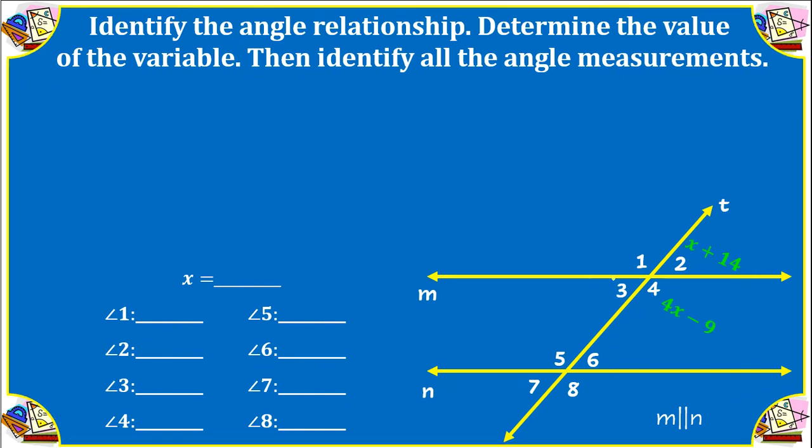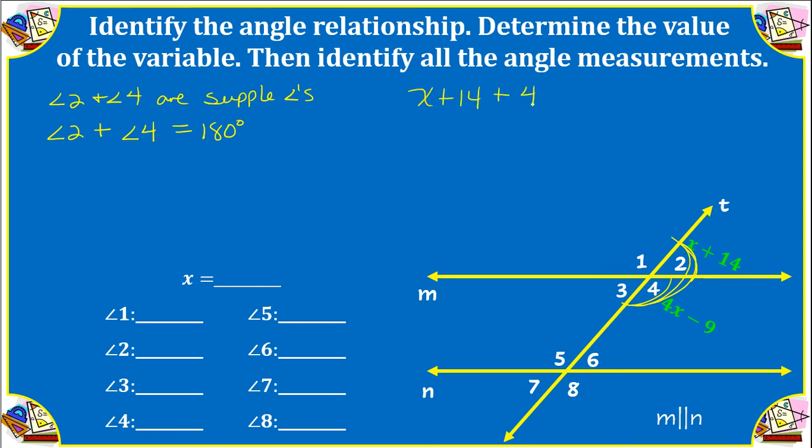Okay, this time we have something a little bit different. We have a linear pair, 2 and 4. You can see they're not congruent, but instead they're supplementary. They are a linear pair. So angle 2 and angle 4 are supplementary angles. So that means angle 2 plus angle 4 equals 180 degrees. So this is a different relationship. So I'm going to say x plus 14 plus 4x minus 9 is equal to 180. So we're going to combine like terms.